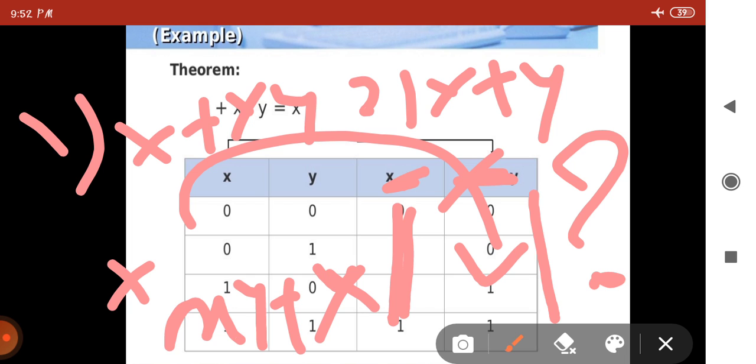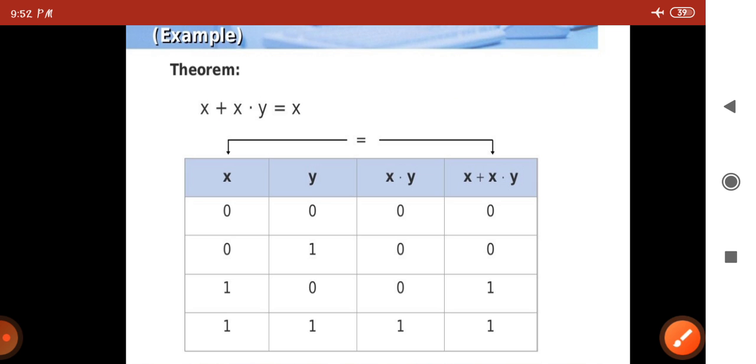This is also correct. This is also correct. Then option 1 and 3. Option 1 and 3 is correct. xy plus x is also correct. X will be the answer. Right? This is the kind of way they will give for your examinations.